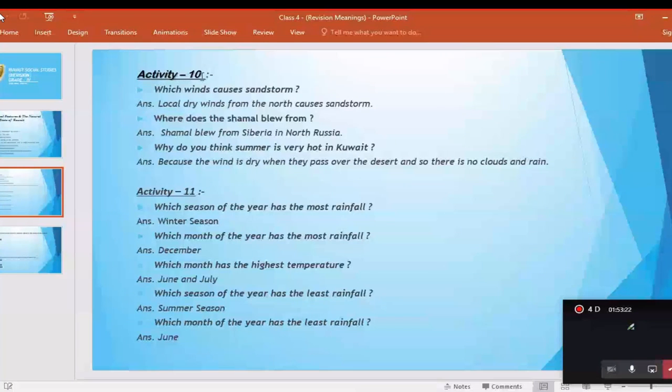Which wind causes sandstorm? Local dry winds from the north cause sandstorm. Second one, where does the Shamal blow from? Shamal blows from Siberia in North Russia. Now, what is Shamal, children? Yesterday I told you, Shamal is the name of the wind. Now, third one. Please mute your mic, my dear. Why do you think summer is very hot in Kuwait? Because the wind is dry when it passes over the desert and so there are no clouds and rain.